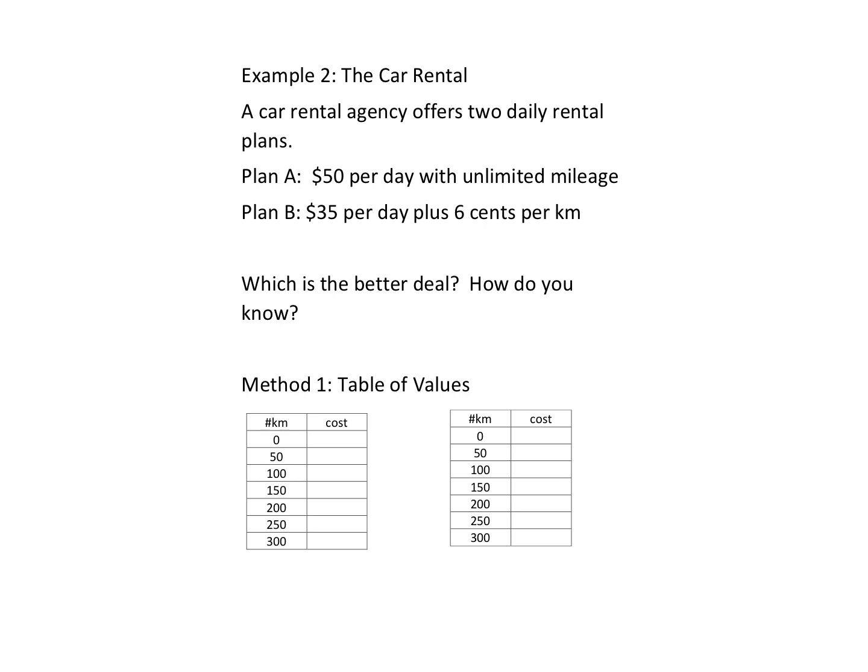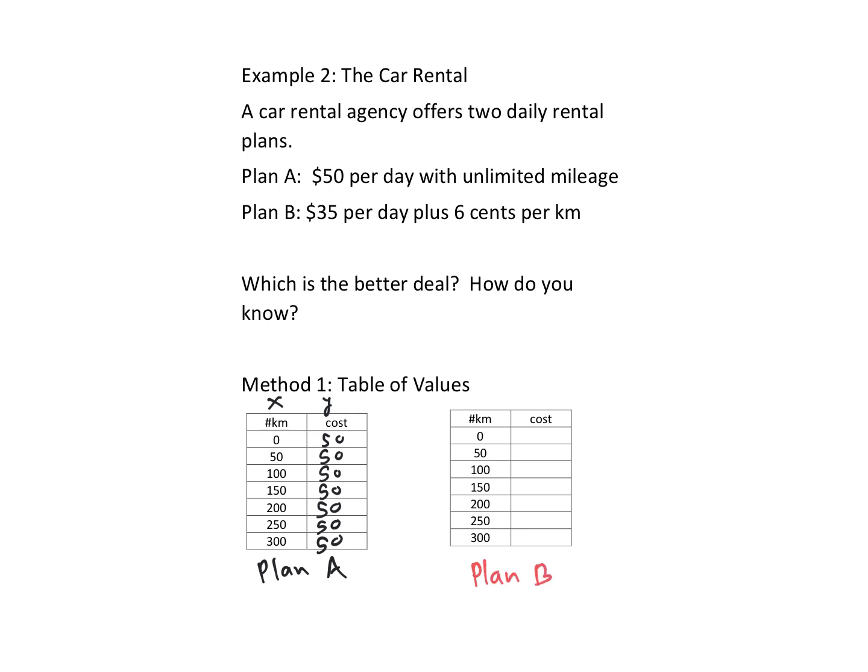So let's do a table of values. So I've got my x variable is the number of kilometers I'm going to drive, and my y is the total cost. So plan A, we'll do this as plan A. It's going to cost $50 no matter how many kilometers that I drive. So it's always going to be $50. Plan B is going to be 35 plus the kilometers.